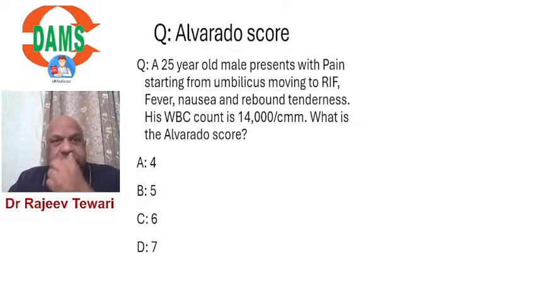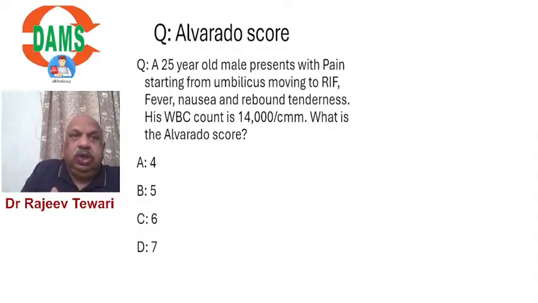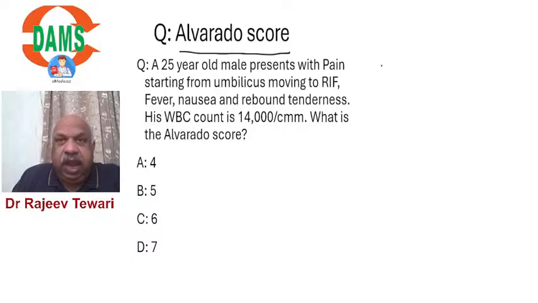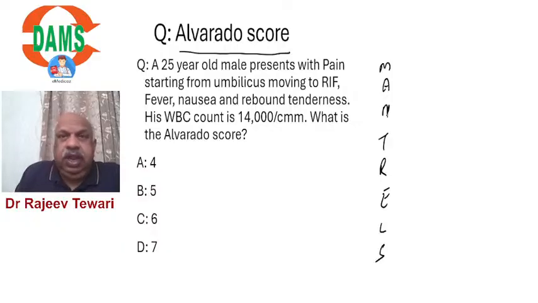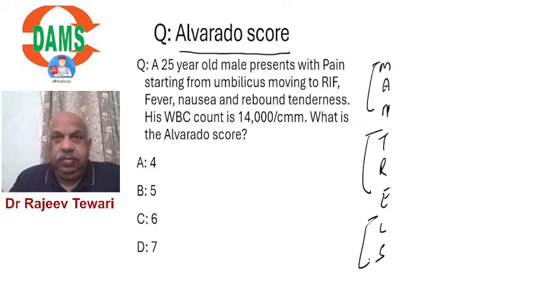A 25-year-old presents with pain starting from the umbilicus moving towards the right iliac fossa, fever, nausea, vomiting, rebound tenderness. Well, you may have more features, may have fewer features. This is not an exact replication of the question asked, but I think this was the question, and this is based on the Alvarado score. Alvarado score is basically MANTRELS. M-A-N symptoms, T-R-E signs, L-S investigations.